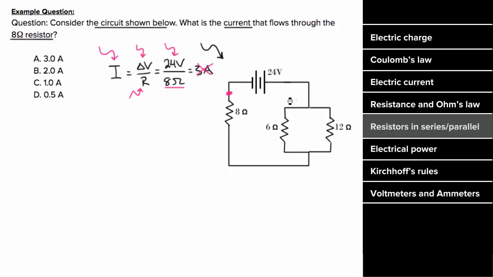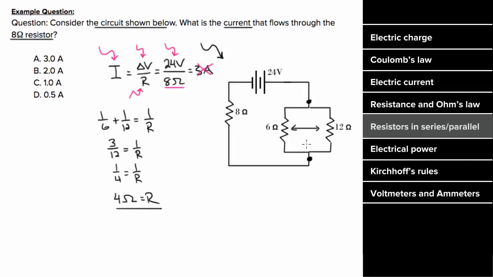So we have to reduce these resistors to a single resistance. The 6 and the 12 are in parallel, so we can say that 1 over 6 plus 1 over 12 would equal 1 over the resistance of that portion of the circuit. This is going to equal 3/12, which is 1/4. So that means that parallel portion of the circuit has an equivalent resistance of 4 ohms. So between this point and this point, there are 4 ohms of resistance, and that equivalent resistance is in series with this 8 ohm resistor. So we can add 4 and 8 and get 12 ohms of total resistance.